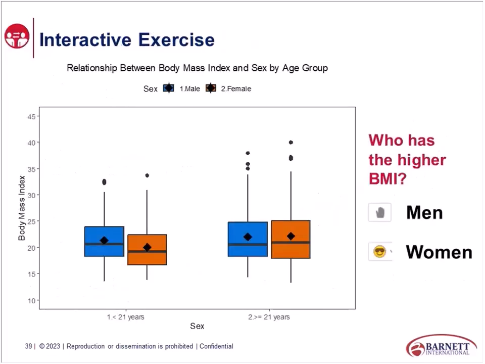Okay, so interactive exercise. Looking at this diagram, let me break it down for you. We're comparing males and females. Body mass index, kind of goes along with the height example from a previous slide. Body mass index is a surrogate marker of body fatness, very loosely. We're comparing males, who are in the blue color, traditional blue, and females, who are more in the orange color.